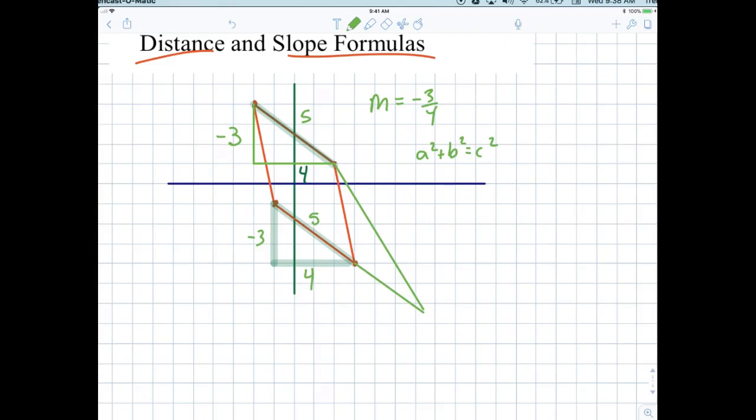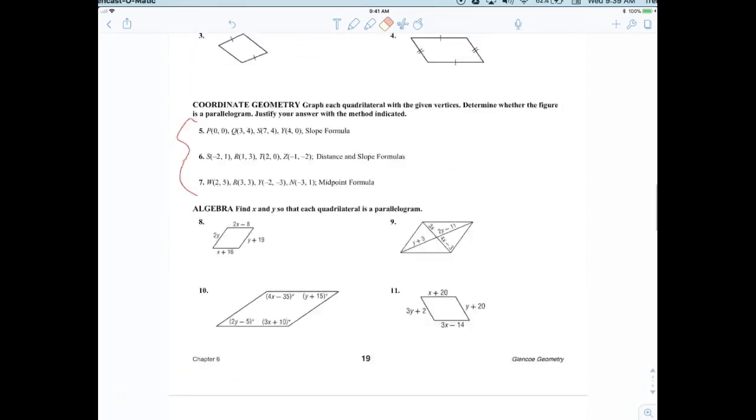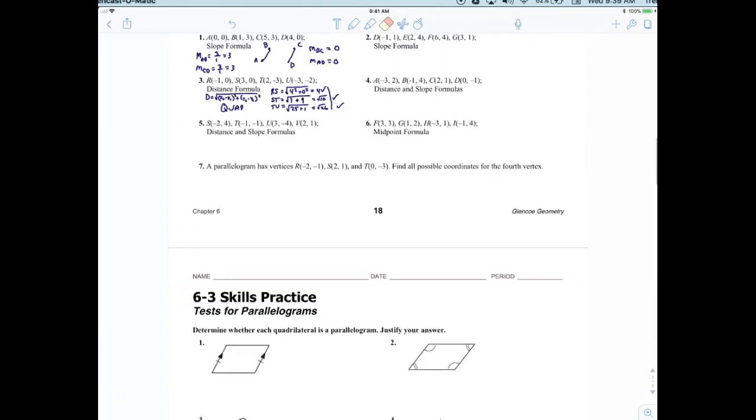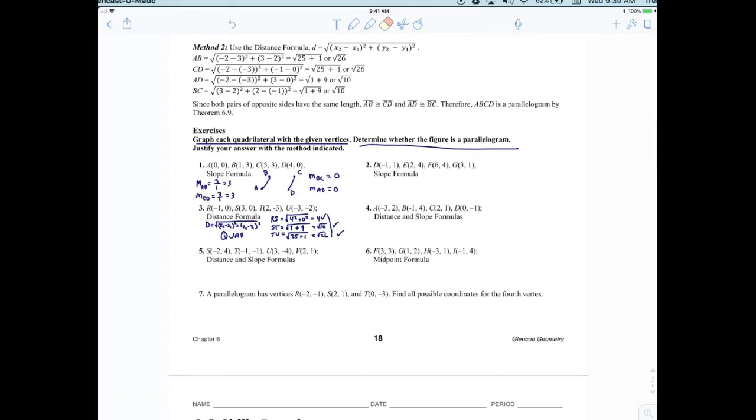Could you draw 2 diagonals and then find out the distance? Yes, I think so. But that's what I was trying to show you. They specifically want you to do it this way. We're doing alternatives here. We have now just done the distance and the slope formula. So hopefully that makes sense. If opposite sides are parallel and they're the same distance, then it's automatically a parallelogram.